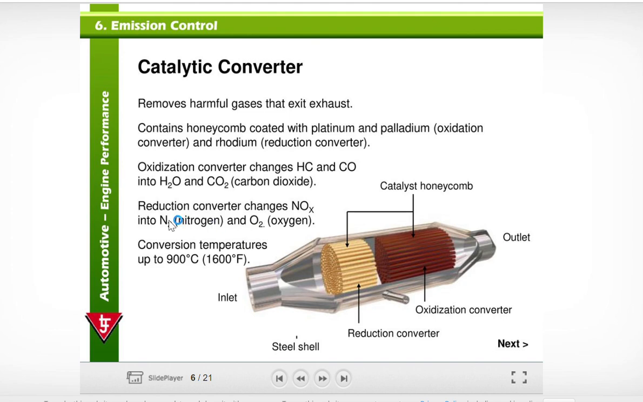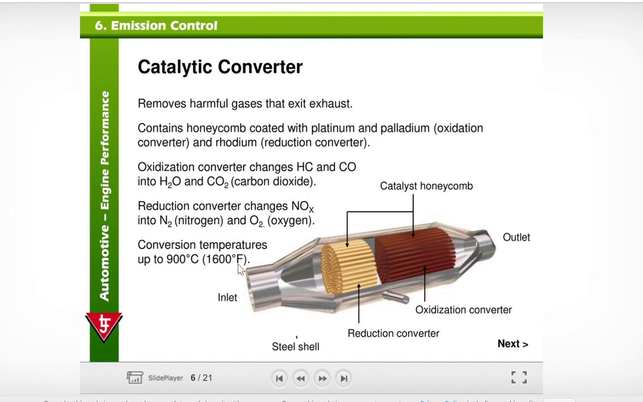So it breaks down the nitrogen from the nitrous oxides into nitrogen and oxygen, and therefore releases it as less harmful gases, because we only get oxygen and nitrogen, which are not harmful. Then the other part, the oxidation catalyzer, oxidizes the hydrocarbon and the carbon monoxide. When you add oxygen to hydrocarbon and CO, you get H2O and CO2, making them less harmful gases.